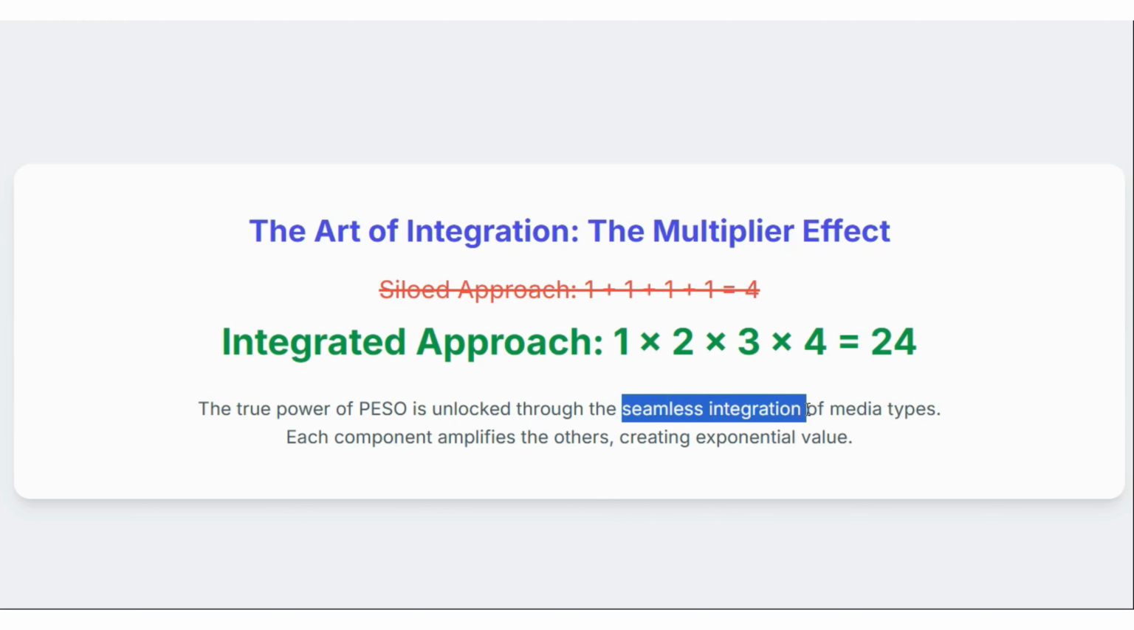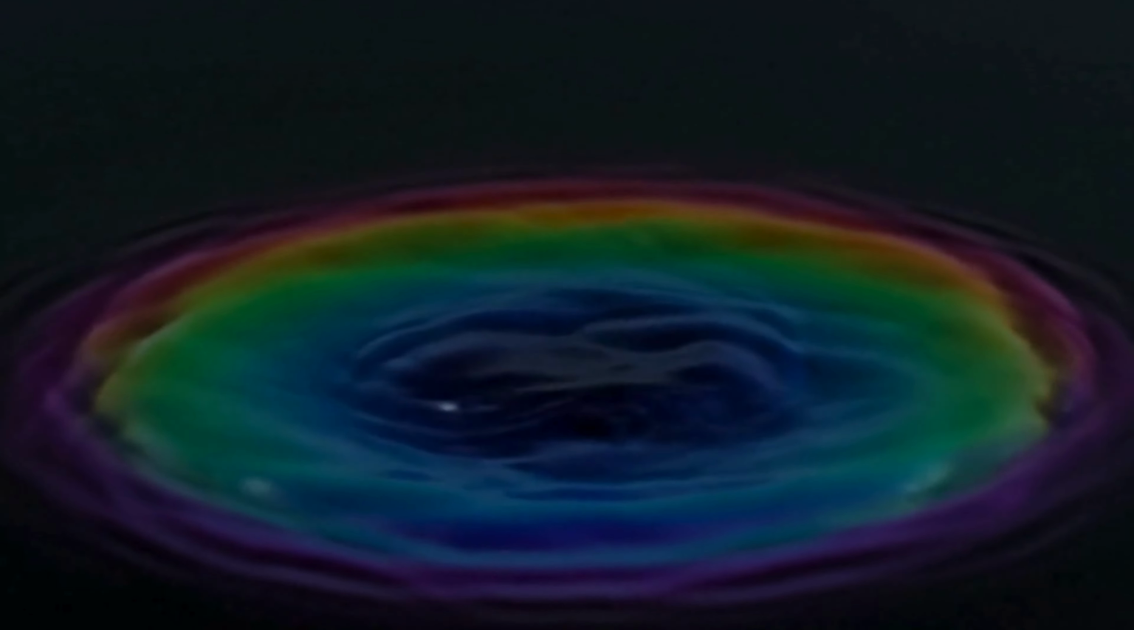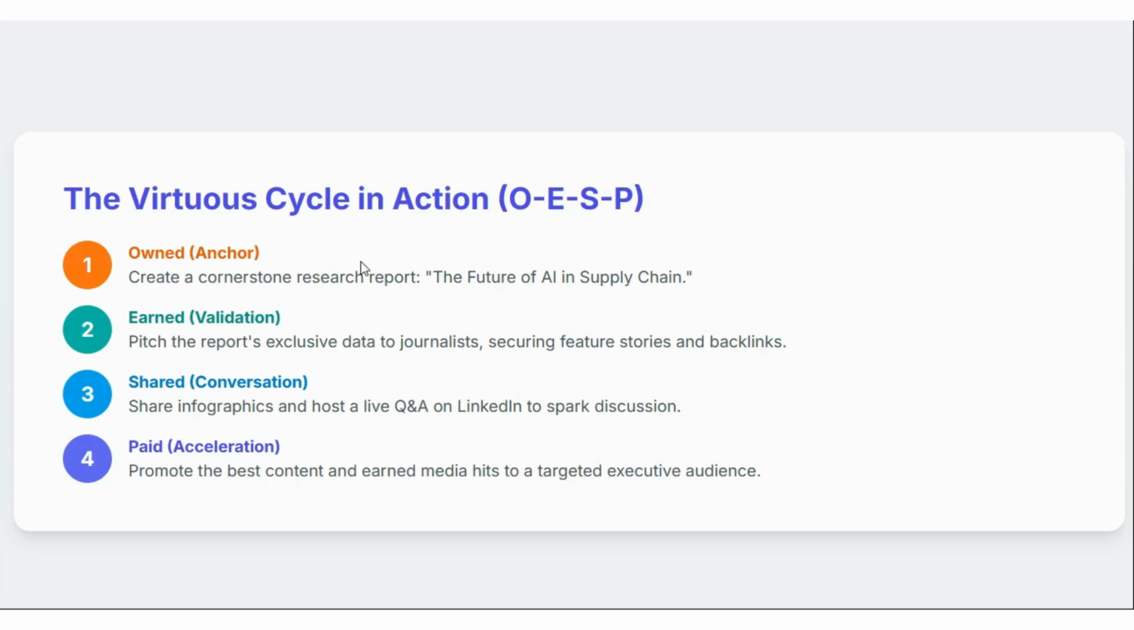So seamless integration is very important here in PESO, and each of them amplifies the other. It creates exponential value. And don't forget that the cycling action is different. It's not PESO, it's OESP. You first focus on your owned media, which becomes the anchor. Then your earned media creates validation, and then shared media creates conversion, and you pay to promote your best content in paid media, which creates acceleration for your PR efforts.